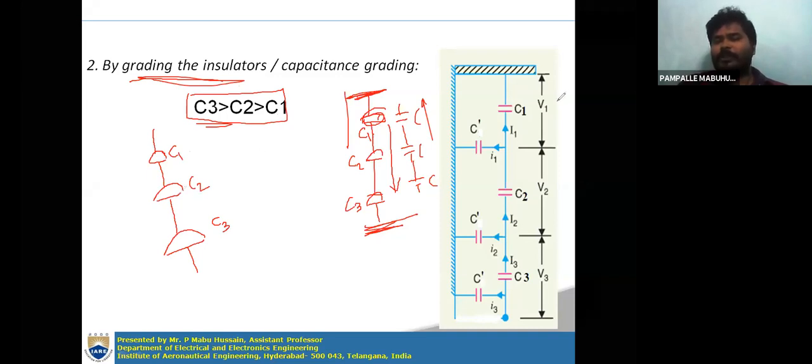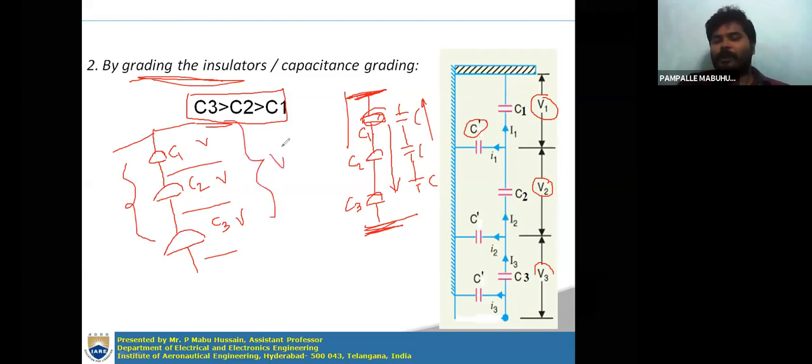We know that the voltage across each disc will be different, the voltage distribution will be different, because of the presence of this shunt capacitance. But now when you use this grading of insulators, which are different sized insulators, you can make the voltage across each disc the same. So if the total voltage across the string is V, this will be V by 3, V by 3, V by 3.